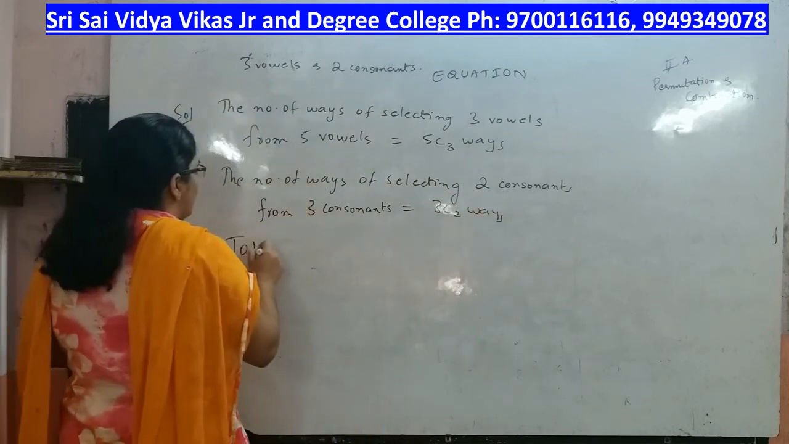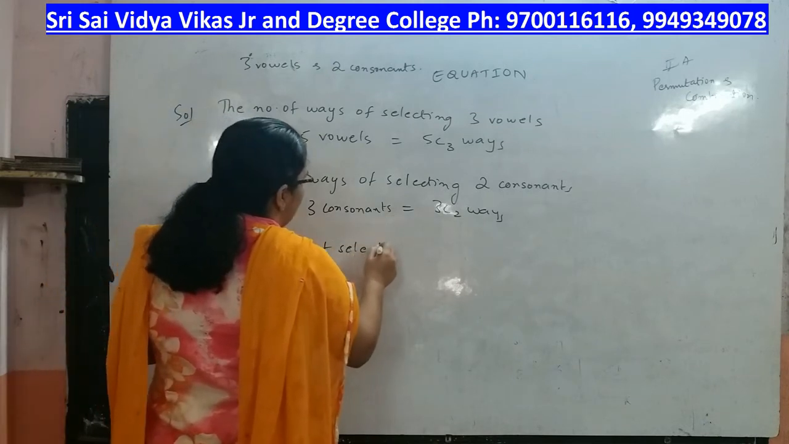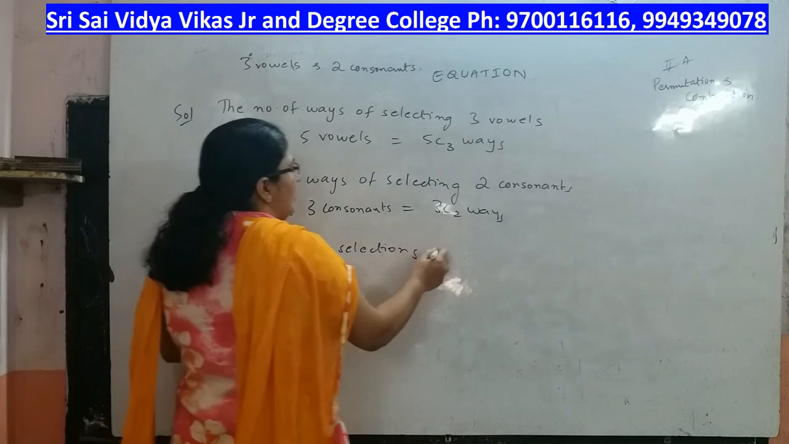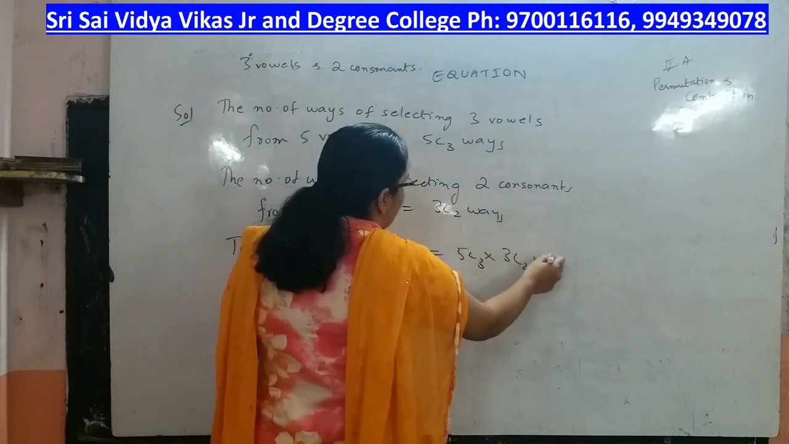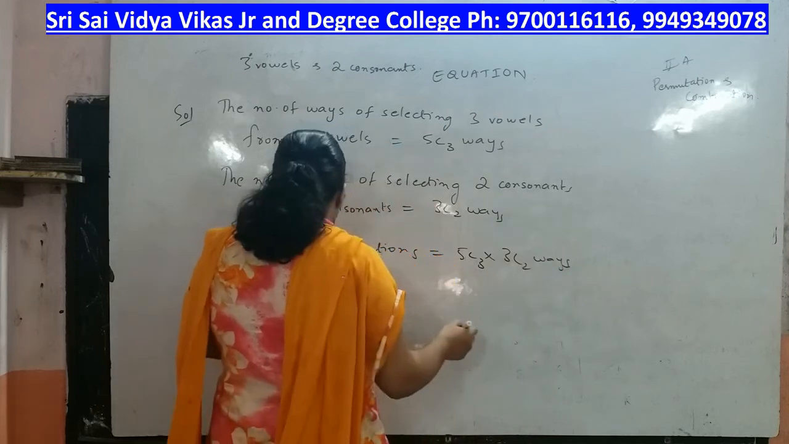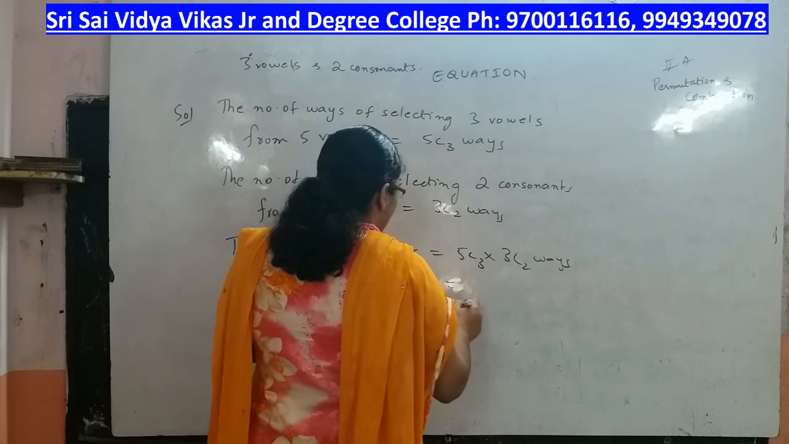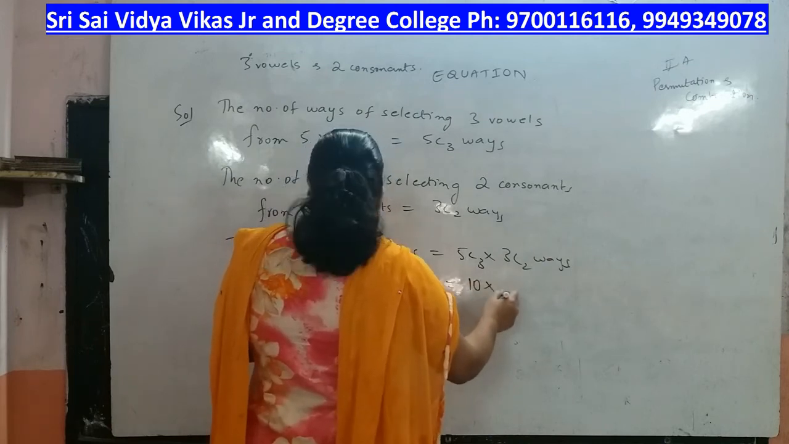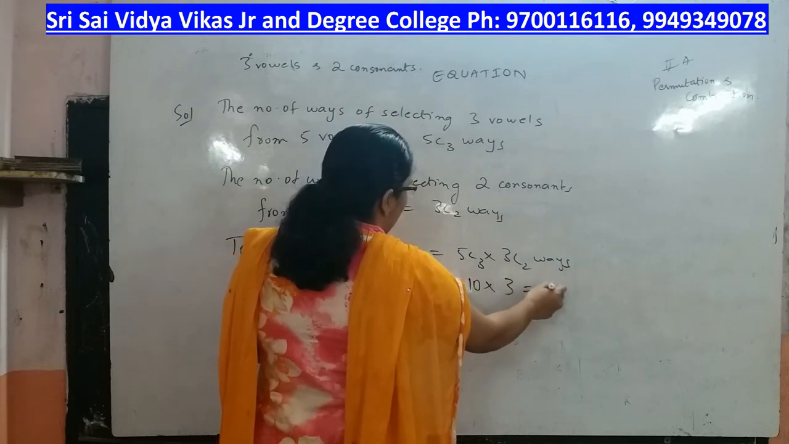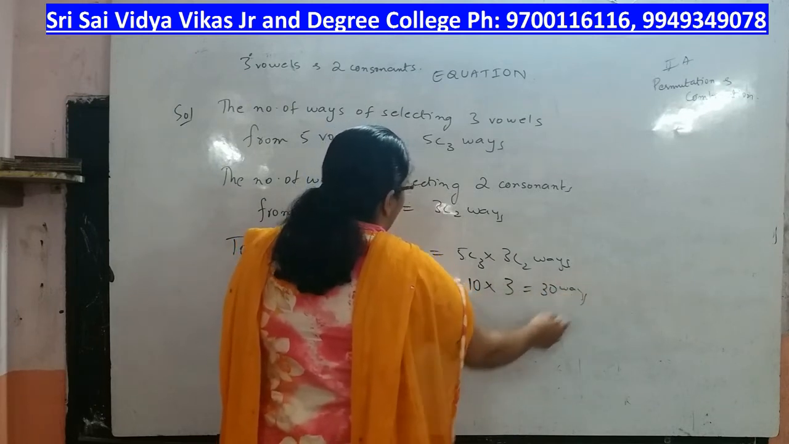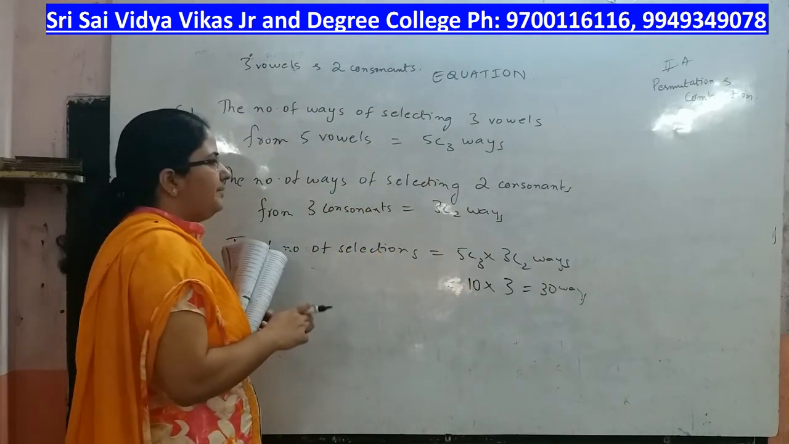Total number of selections is equal to 5C3 into 3C2 ways. 5C3 value is 10, 3C2 value is 3. 10 into 3 is equal to 30 ways.